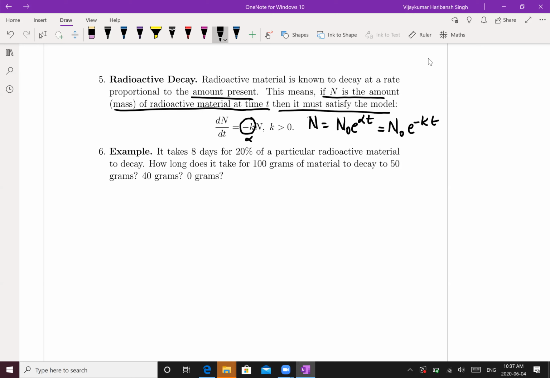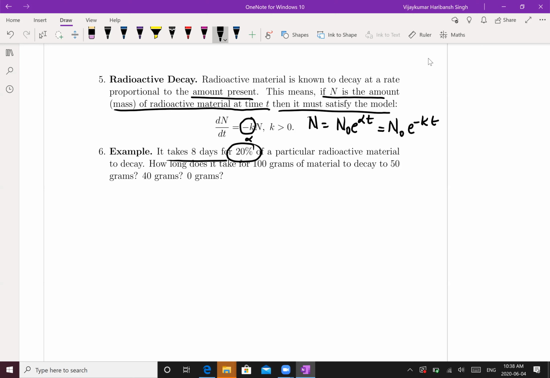Okay, so let's look at the following. It takes 8 days for 20% of a particular radioactive material to decay. So in 8 days, 20% of the radioactive material is gone. How long does it take for 100 grams of material to decay to 50 grams, 40 grams, and 0 grams?